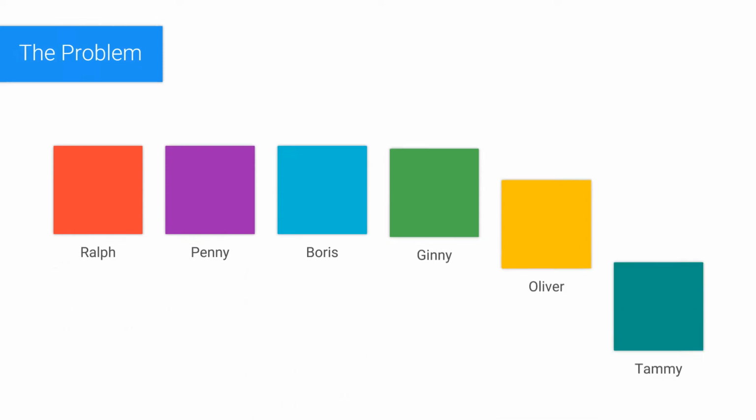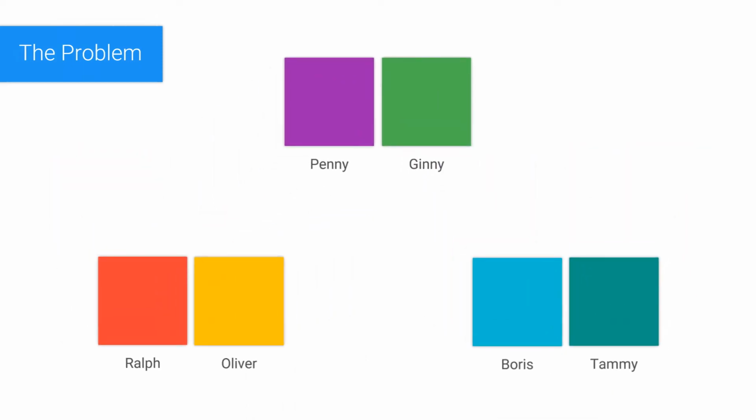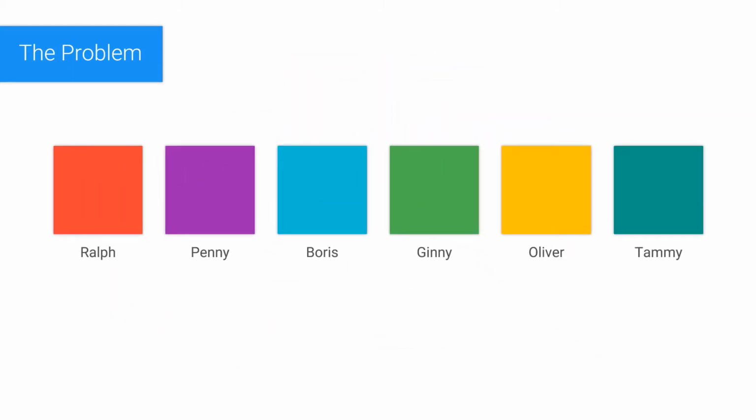The problem is that for an even number of people, each person needs to be paired up with another person in the group. There are obviously many different ways you can pair people up, but the aim here is to find a set of matches that make everyone as happy as possible.